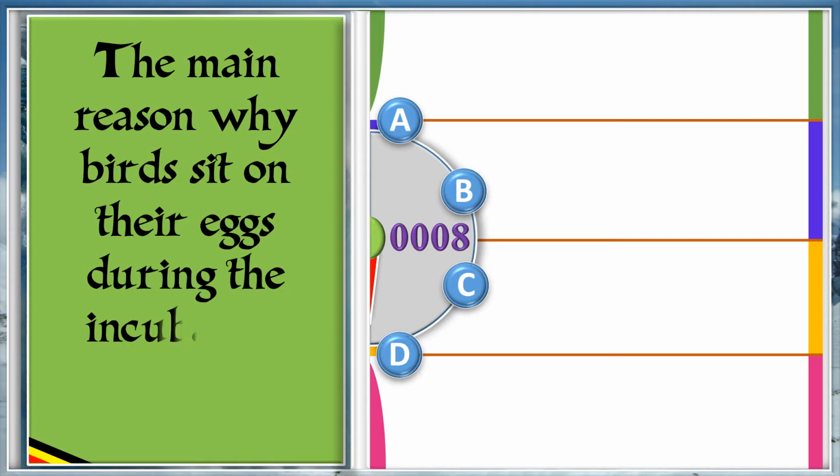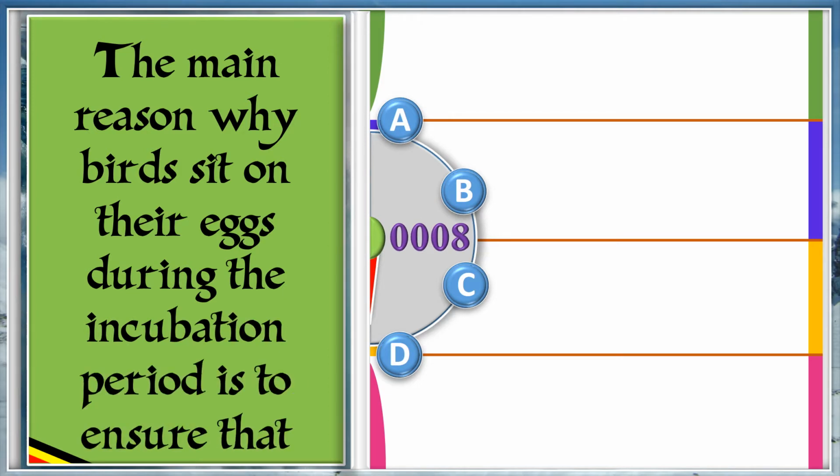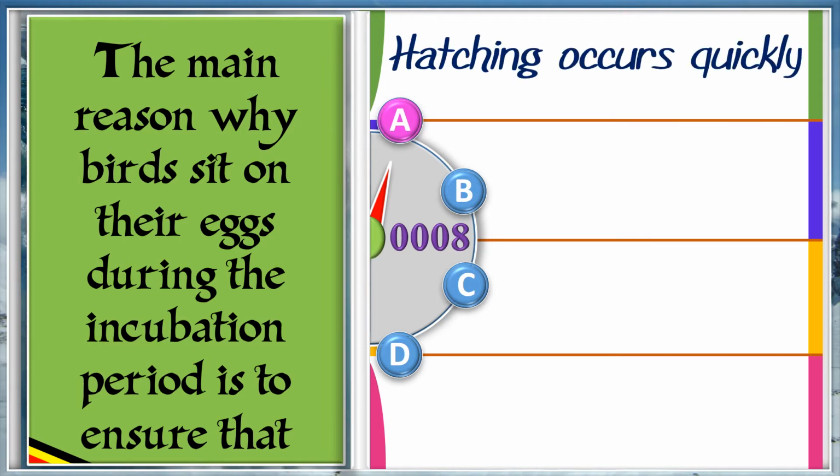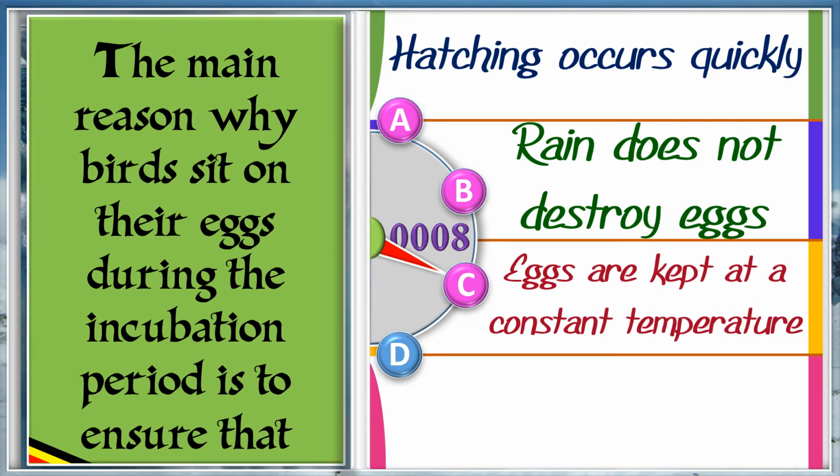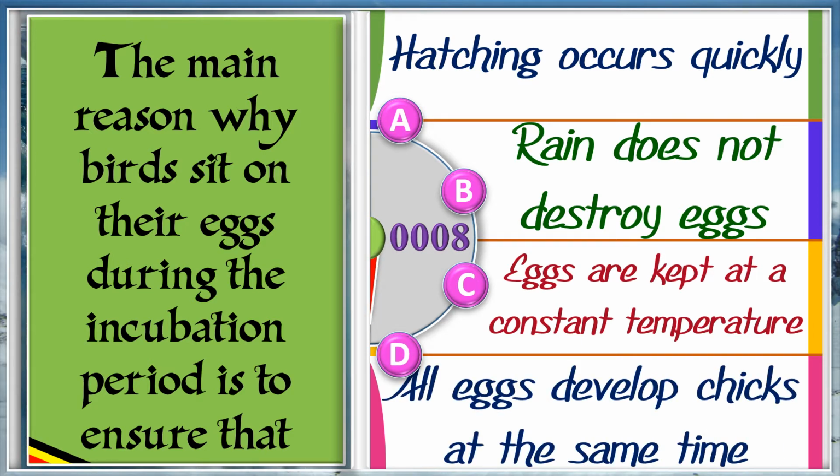The main reason why birds sit on their eggs during the incubation period is to ensure that A. Hatching occurs quickly. B. Rain does not destroy eggs. C. Eggs are kept at a constant temperature. D. All eggs develop chicks at the same time. And the answer is C. Eggs are kept at a constant temperature.